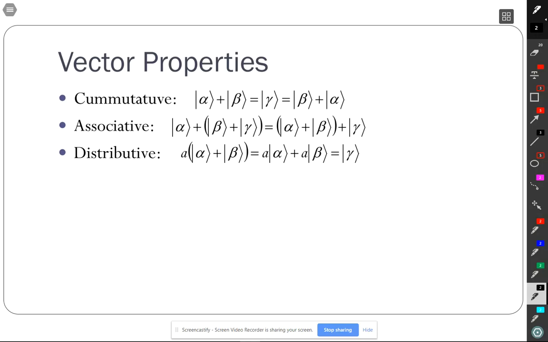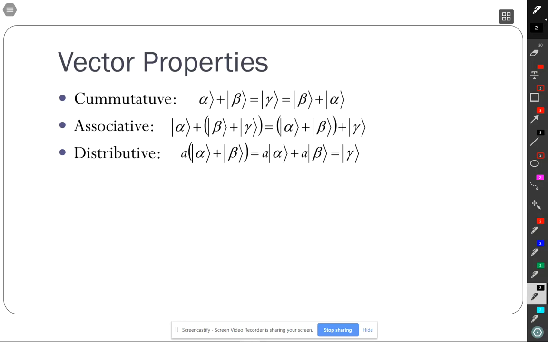Then we have the associative, alpha plus beta plus gamma. It doesn't matter what the order is for addition, you're going to get the same thing. And finally, distributive property: if I have a constant times alpha plus beta, that constant can be distributed to each thing inside. So that's the constant times alpha plus the constant times beta.